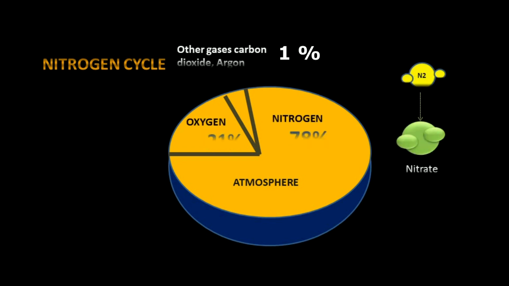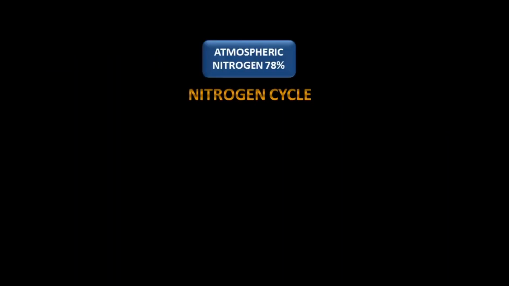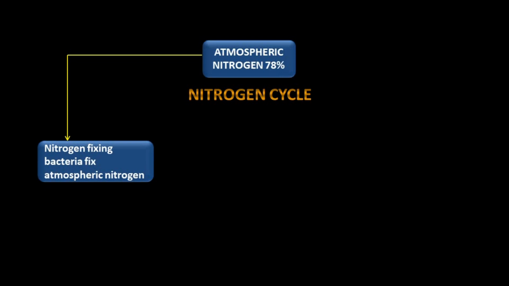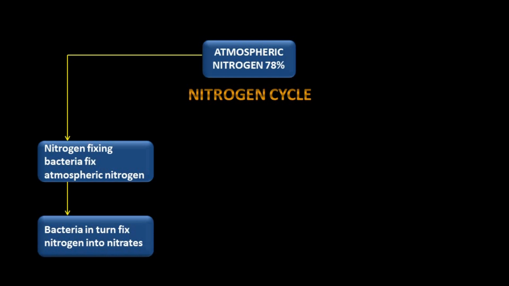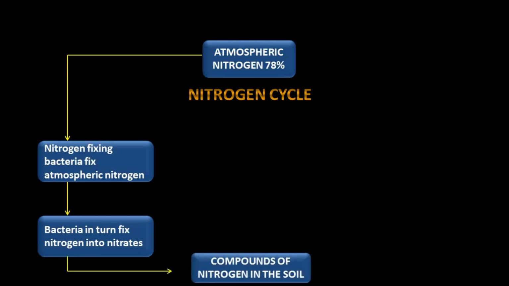Let's see the nitrogen cycle. Atmosphere has 78% nitrogen. Bacteria and blue-green algae present in the soil fix nitrogen from the atmosphere. Bacteria turn nitrogen into nitrogenous compounds like nitrates, and these nitrates are fixed in the soil. So the compound of nitrogen in the form of nitrate is fixed in the soil with the help of bacteria. Examples of these bacteria are rhizobium and azotobacter.